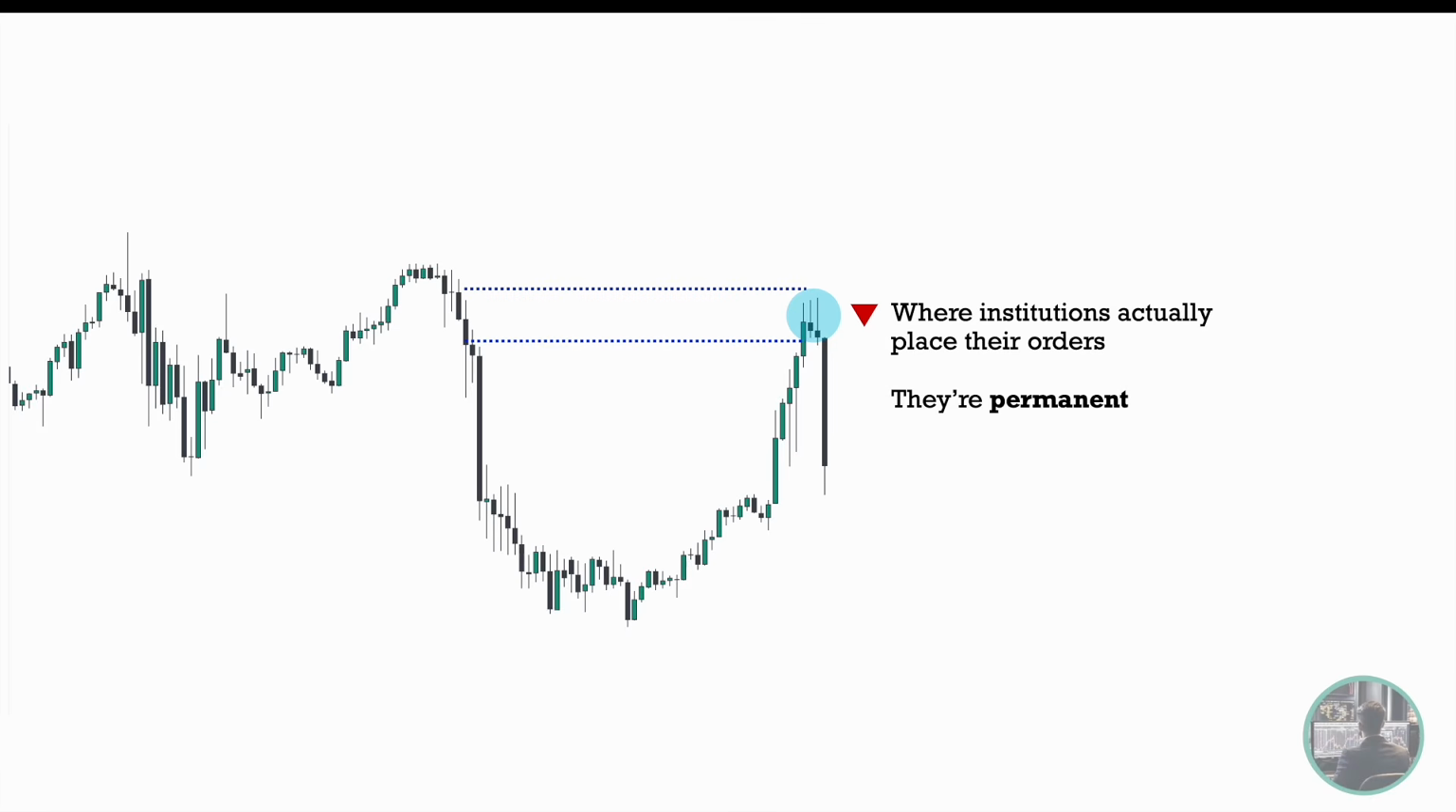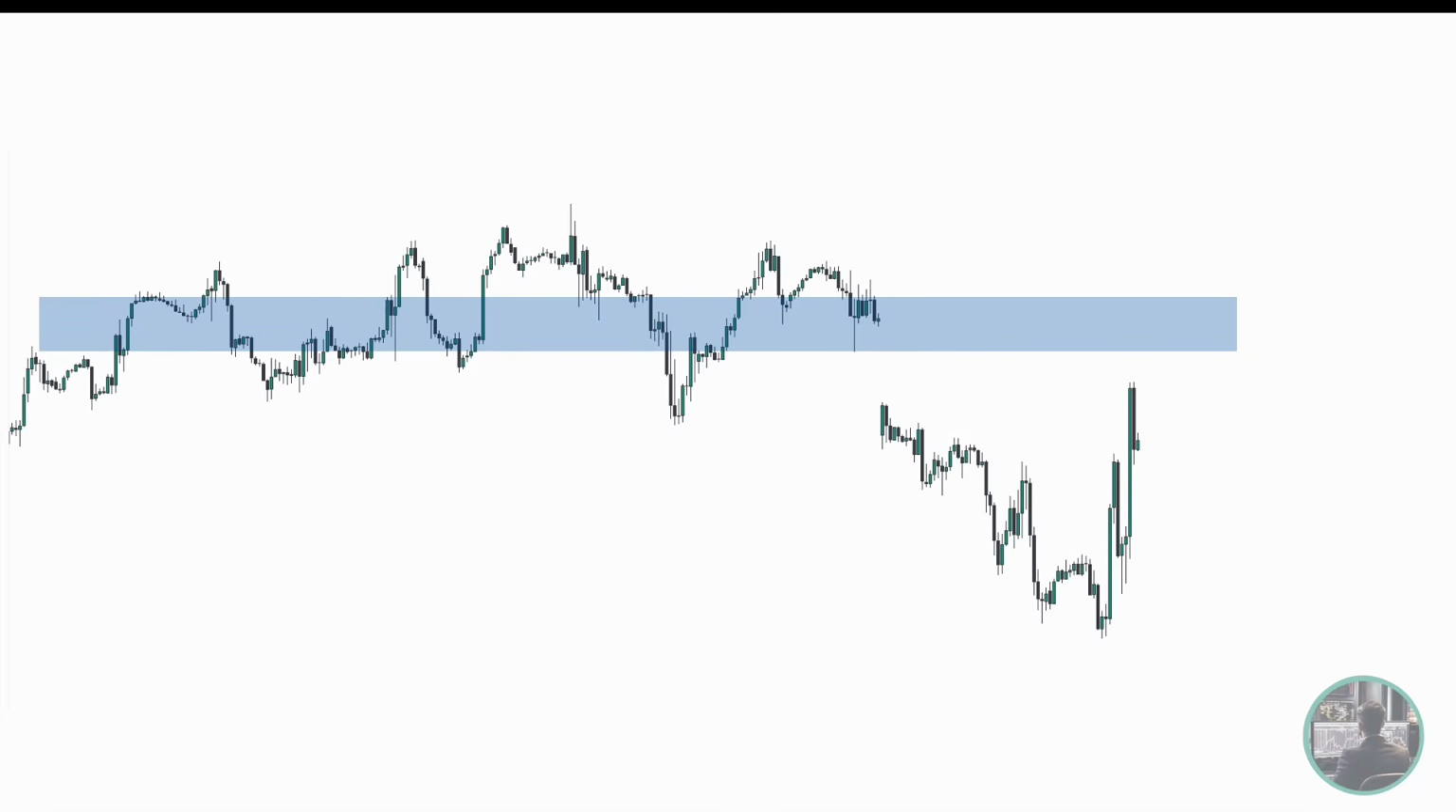Now here's the difference when it comes to regular supply and demand zones versus institutional supply and demand zones. Regular zones are based on what you see. They're based on price action. You see a strong rejection, you draw a box. You see the price bounce a few times, you mark it as a level. It's all visual. You're using your eyes to find patterns and hoping they repeat. But that doesn't tell you where the orders that move the market actually are. You're just looking at what already happened and assuming it'll happen again.